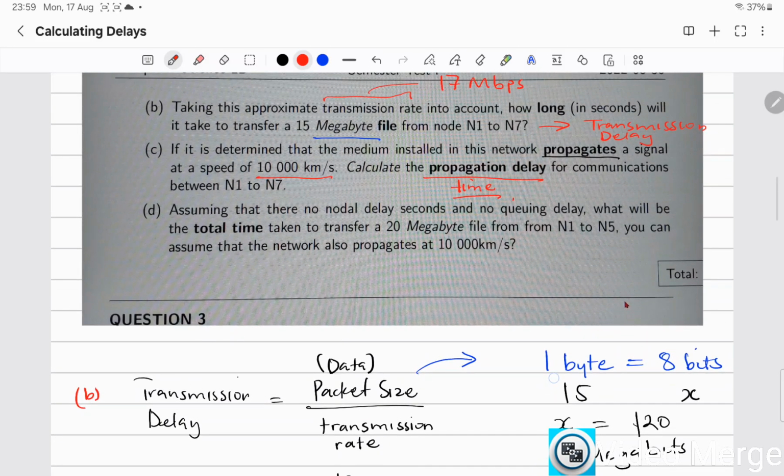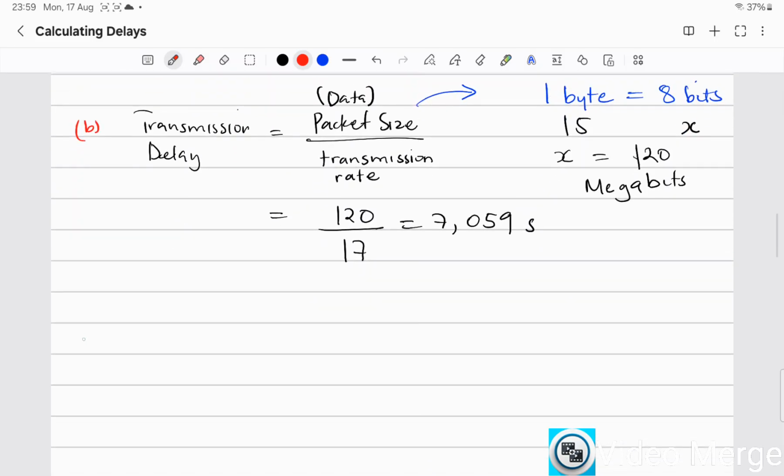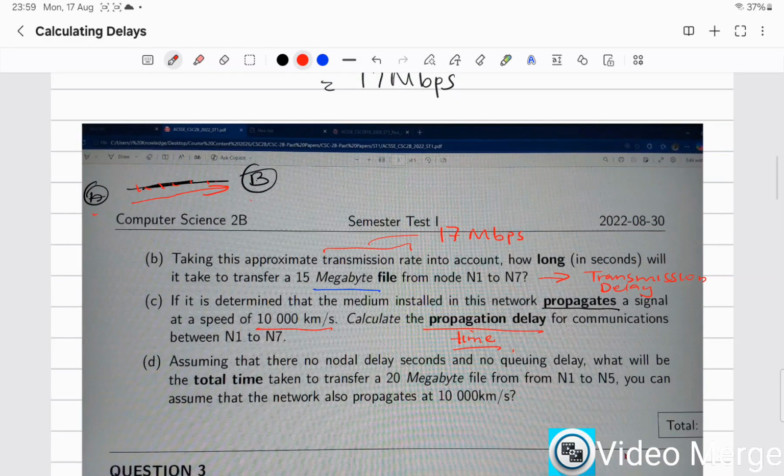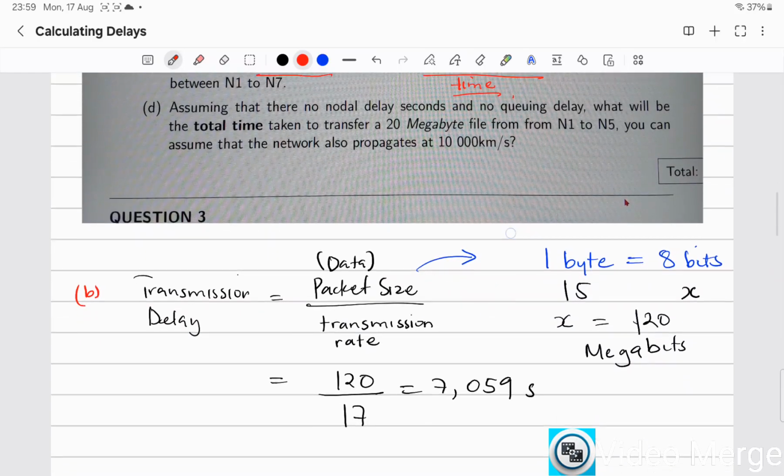We need to calculate the time for communications between N1 to N7. So we're still working with the same nodes, N1 to N7. Whenever we're calculating propagation delay, nothing much really changes. In our case here, they didn't specify things like node delays. There are a lot of delays that take place when it comes to moving packets, like nodal processing delays and so on. So we are dealing with propagation delay now.